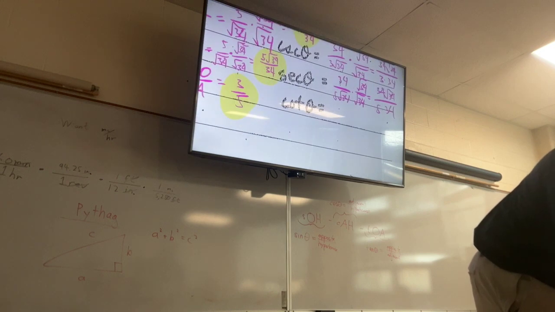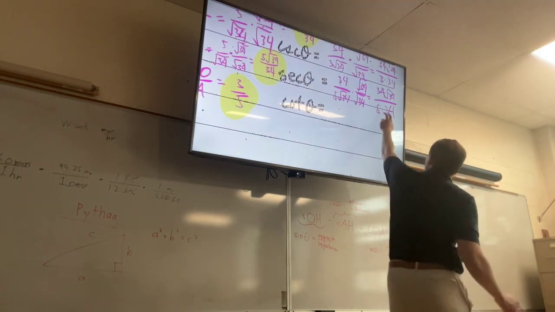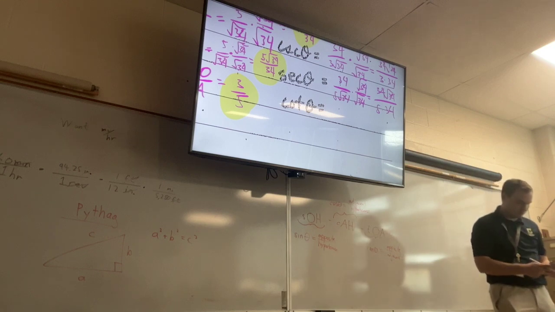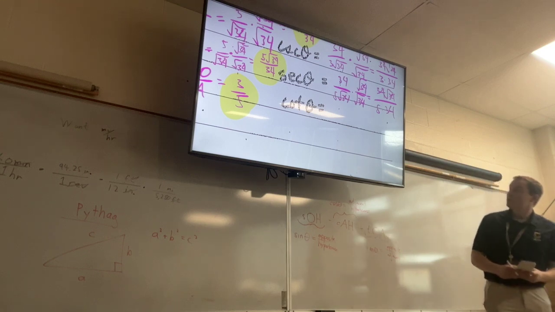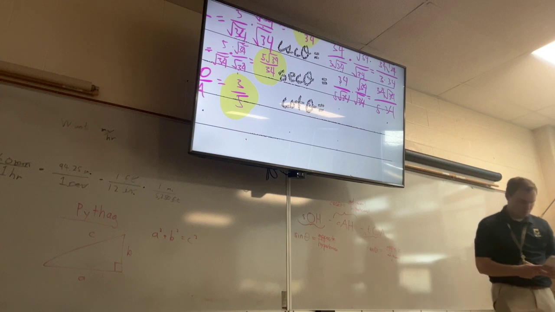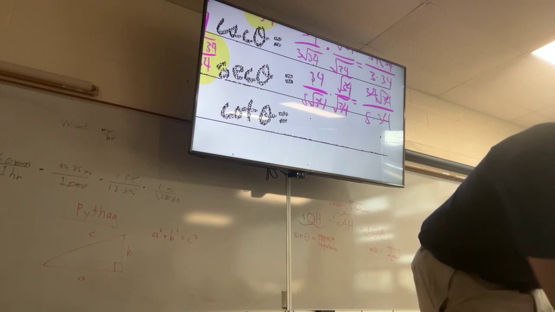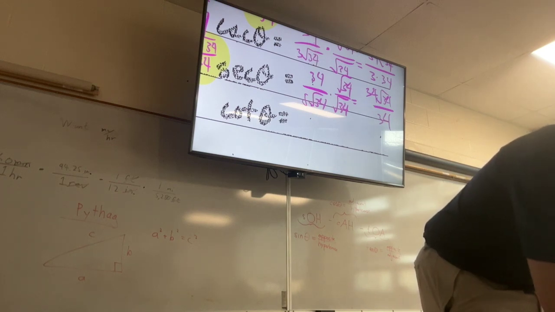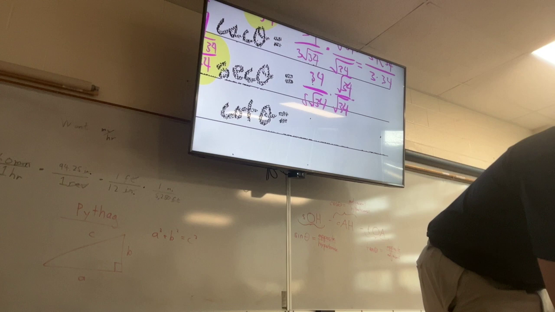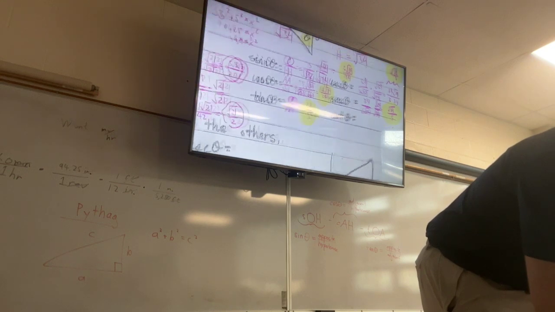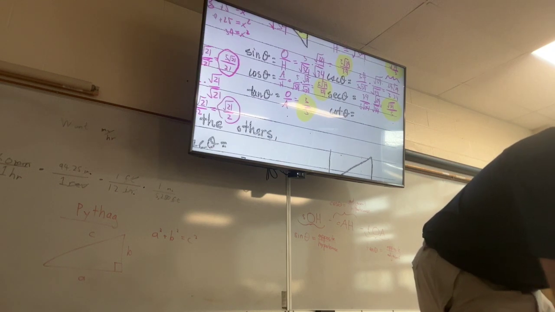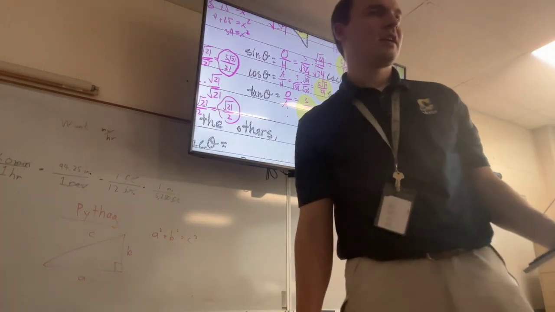Okay. And I believe this fraction here simplifies to 1/5. So this is going to be root 34 over 5. Okay? And then cotangent, what's my cotangent going to be? What do I flip? 5 over 3. It's going to be 5 over 3.